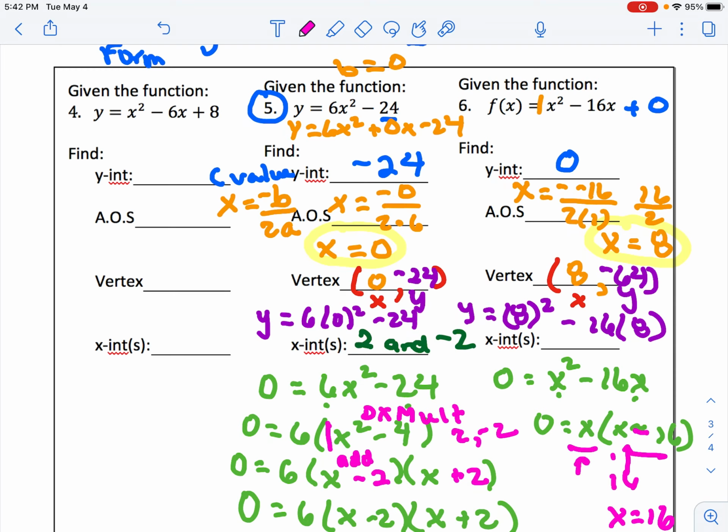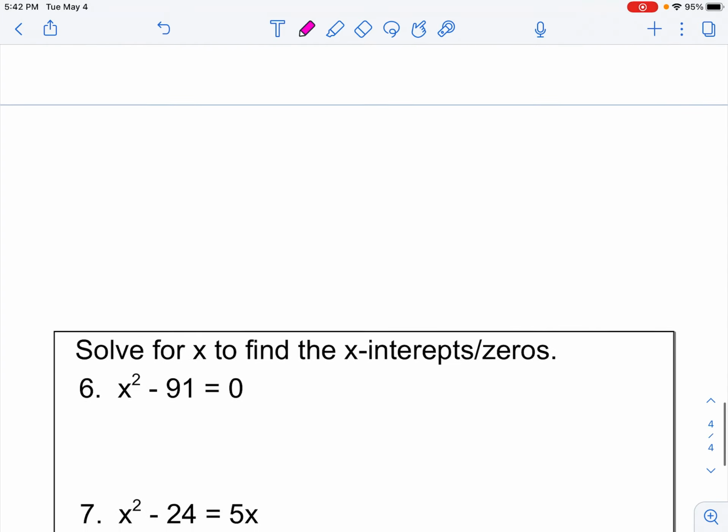What value of x would I put in here for x to equal 0? Well, just 0. So 0 times anything is 0, and those are my x-intercepts: 0 and 16. Again, I could write those as ordered pairs. The ordered pairs would be (0, 0) and (16, 0). You can check the notes for the answer to number 4.